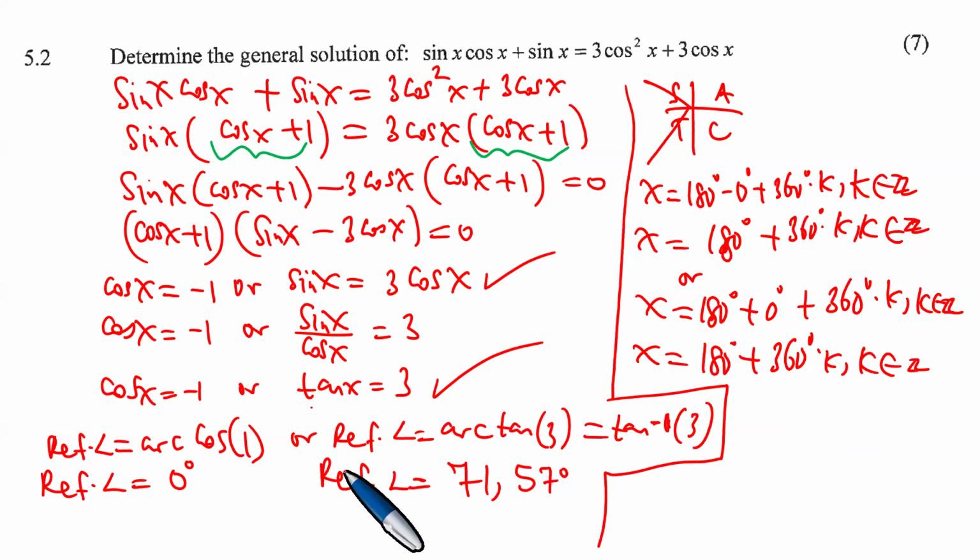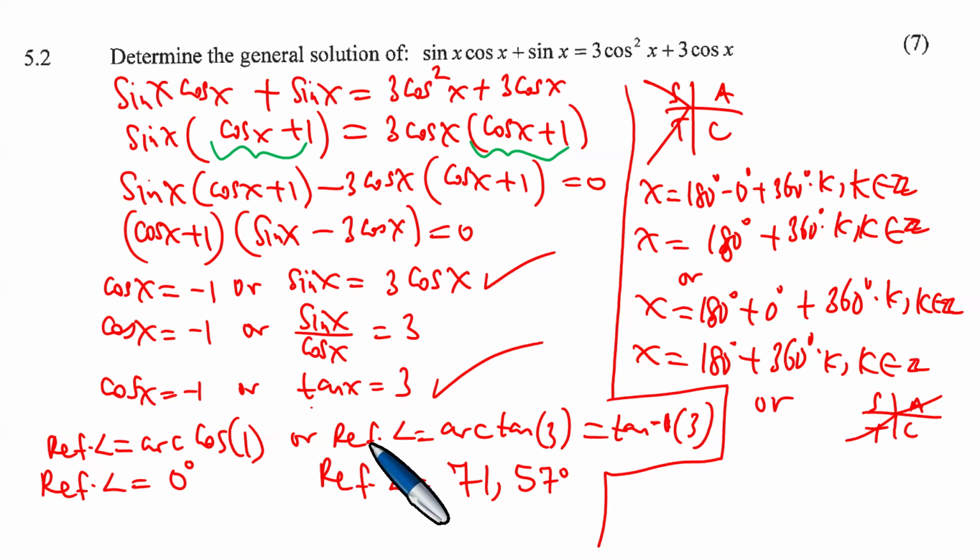Now we're dealing also with the tangent here, and the tangent in view of the CAST diagram. In view of the CAST diagram, the tangent is positive. It is positive where? This tangent is positive in the first and the third.